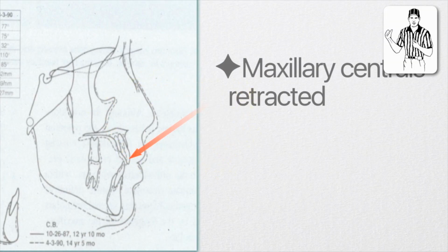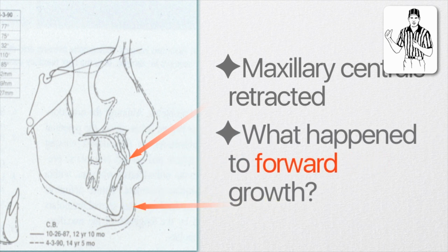The upper incisor is retracted back. And as it's retracted back, what's happened in this case is that the formerly forward-growing mandible ceases growing forward at all, and over this 2-year time frame grows only vertically. And you can imagine what effect this has down the road.